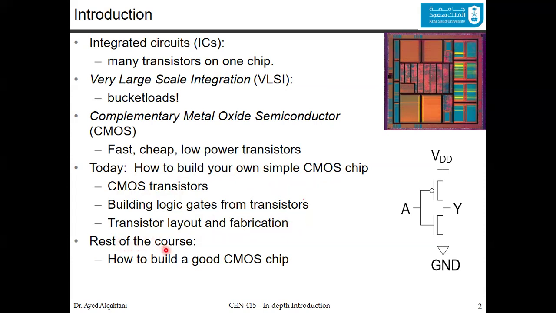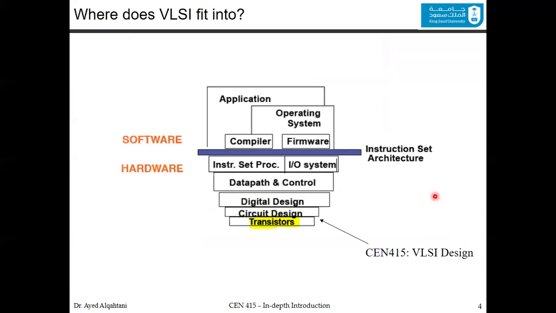The rest of the course is basically focused on how to build a good CMOS chip, with more emphasis on the good part. As you can see here, this is a chip with many blocks. Each block has its own specific job. And in this design, this is a CMOS design for the famous inverter, which is composed of two transistors. We will check this design in detail throughout the course.